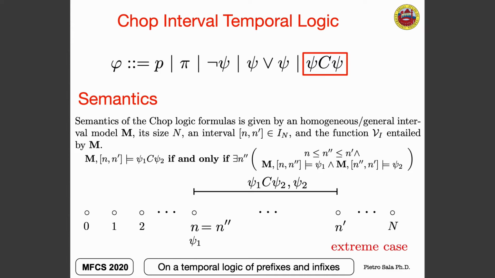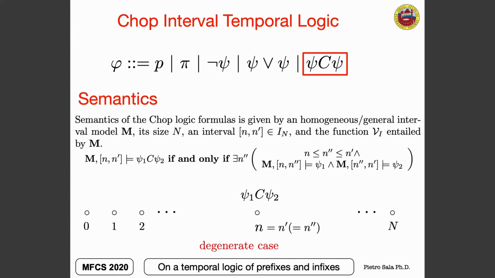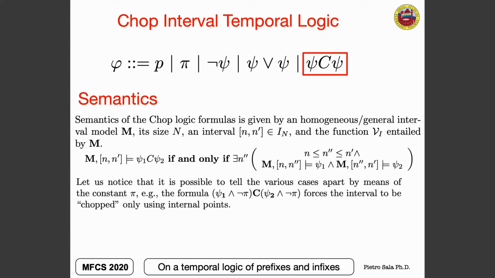Also, you may have the extreme cases in which you chop at the beginning, you make psi1 hold over the point, and psi2 hold over the interval, and the other case with psi2 holding at the end, and psi1 holding over all the interval. And also you have the degenerate case in which everything holds over the interval if it is a point, so you have psi1, psi2 holding together with psi1 chop psi2, and you can tell these cases apart by means of the constant pi.